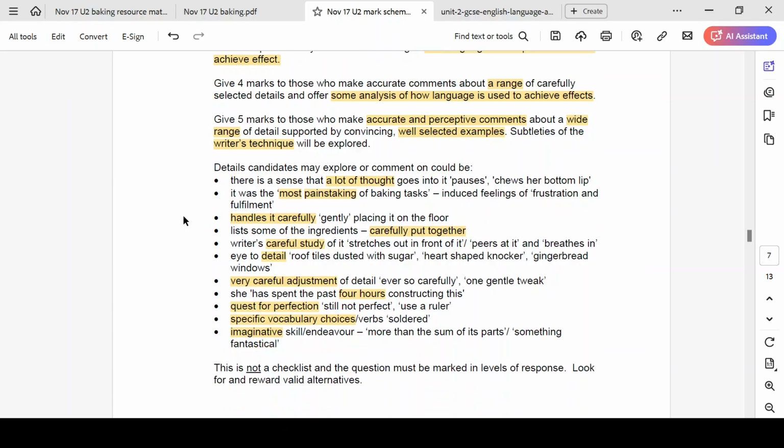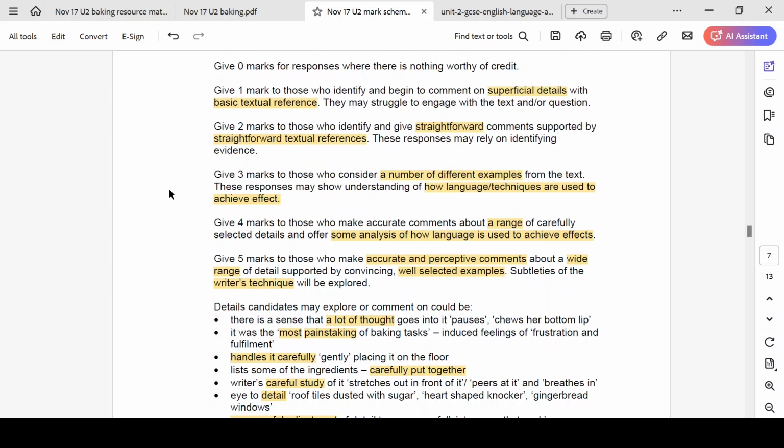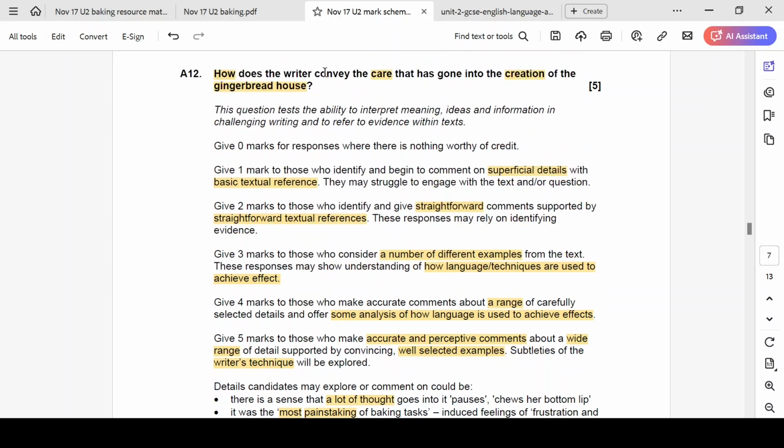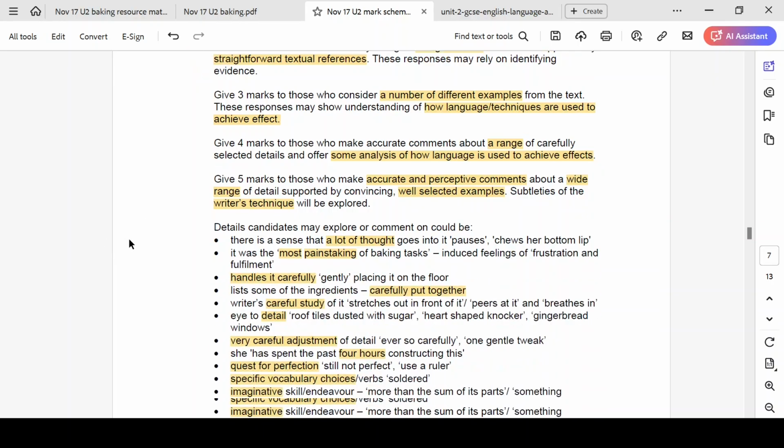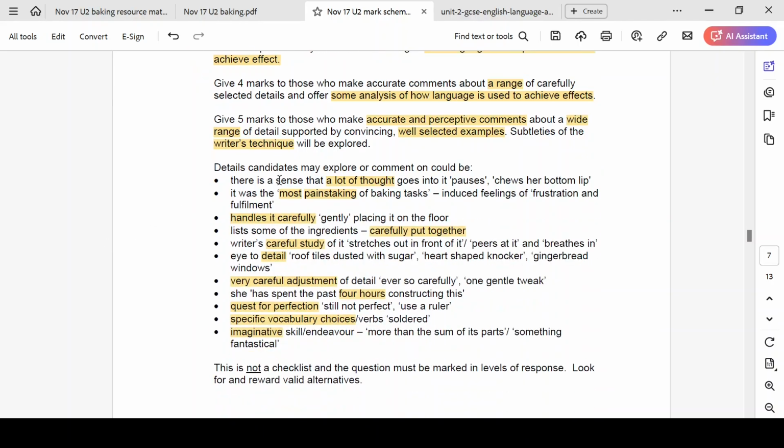And if you look at the mark scheme, these are the sort of things that the examiners think that candidates might pick out. So the question was, again, how does the writer convey to us the care that's gone into the making of the house. So they found things like evidence that a lot of thought has gone into it. Well, that would suggest care, wouldn't it? And that's based on quotes like the pauses, she chews her bottom lip, the sort of thing you do if you're taking your time and really thinking about something. In other words, taking great care.